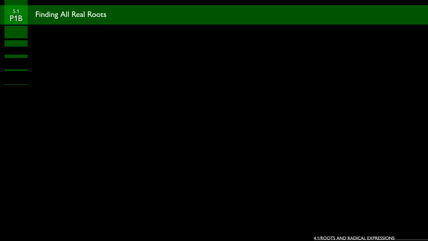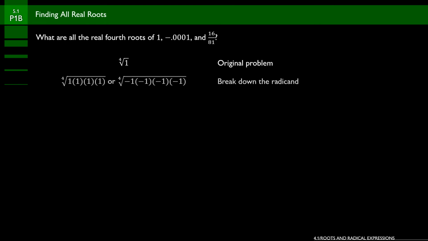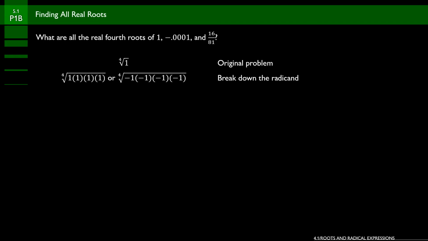In problem 1b, we're going to be looking at fourth roots. So what are all the real fourth roots of 1, negative 0.0001, and 16 over 81? So the fourth root of 1 is simply just going to be 1, or negative 1, because we can do 1 times 1 times 1 times 1 will give us 1. Negative 1 times negative 1 times negative 1 times negative 1 will also give us 1. So the answer is going to be plus or minus 1.